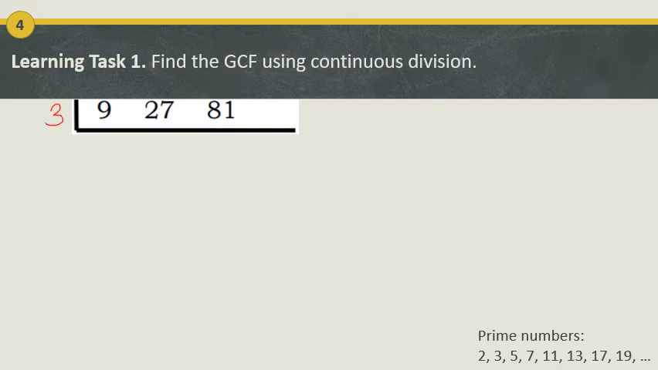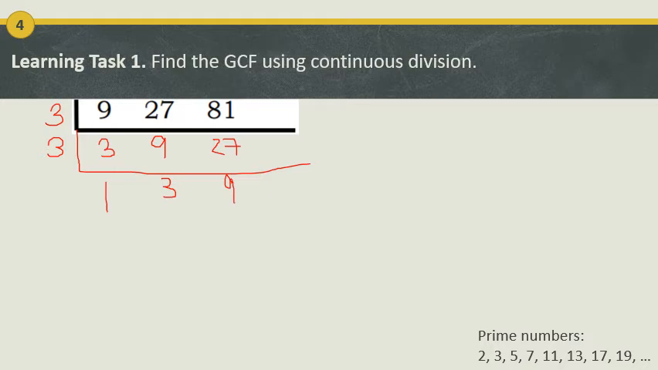So, 9 divided by 3 is 3. 27 divided by 3 is 9. And 81 divided by 3 is 27. Okay? Since lahat ito ay odd numbers, hindi tayo pwede mag-divide sa 2. And since sila ay divisible sa 3, pwede natin silang i-divide sa 3. So, 3 divided by 3 is 1, 9 divided by 3 is 3, and 27 divided by 3 is 9.